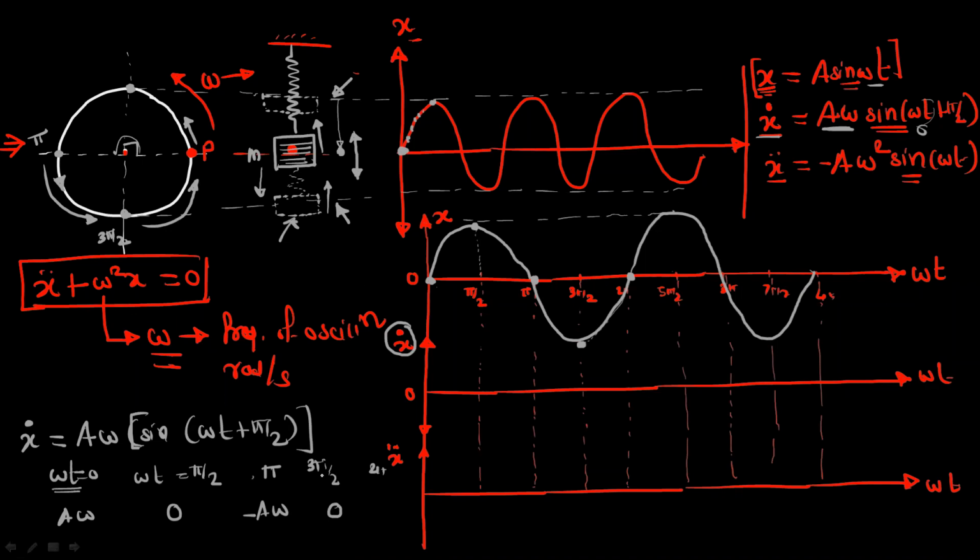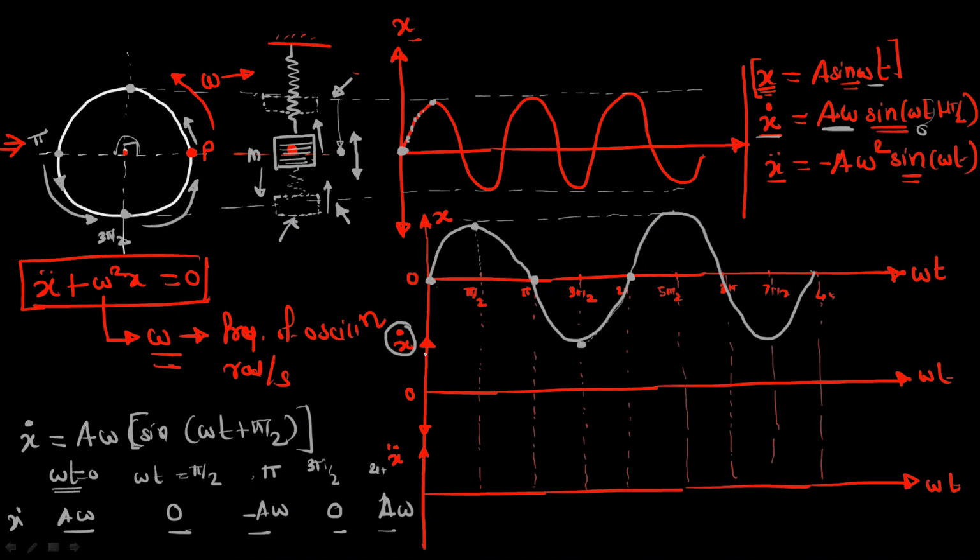And at 2 pi, this value will be 5 pi by 2, and this 5 pi by 2, that value will be 1. So that means this is a omega. So this is how you will get the values for velocity: a omega, 0, minus a omega, 0, and a omega.